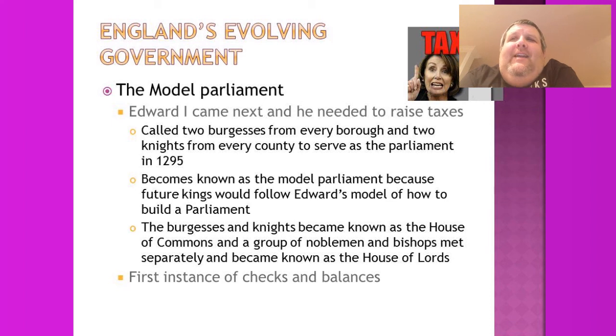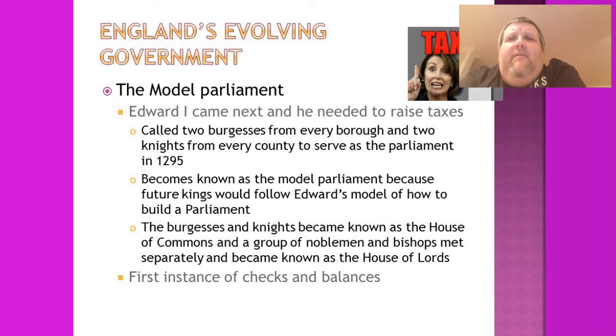So the burgesses and knights become known as the House of Commons because these are just regular people, and a group of noblemen and some bishops get together and they're like, we don't like that these just common people have the power, and they decide maybe we should form something as well, and so they become known as the House of Lords. And even to this day, the English Parliament is set up into two houses, the House of Lords and the House of Commons.